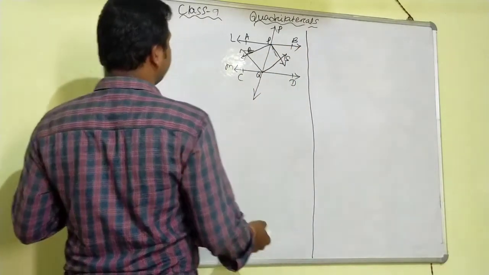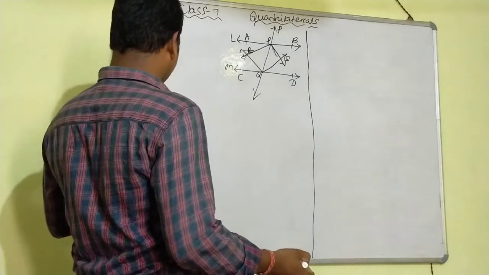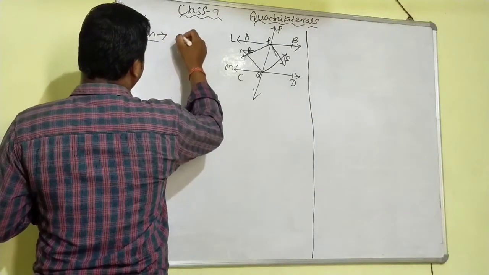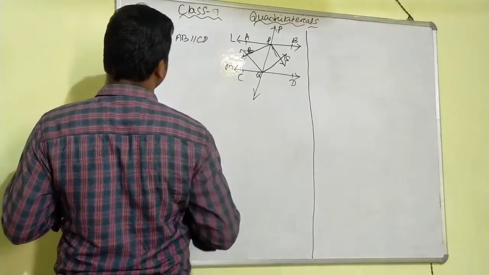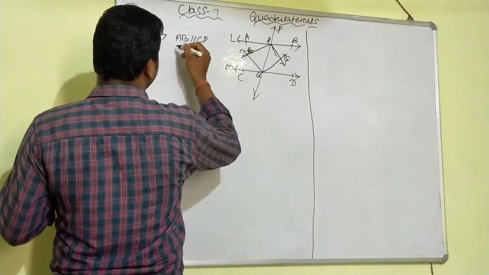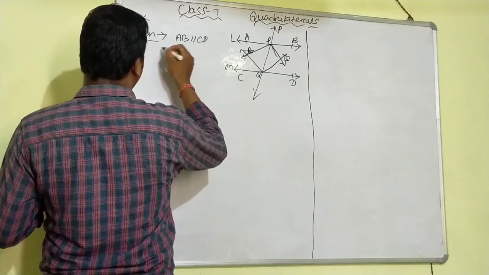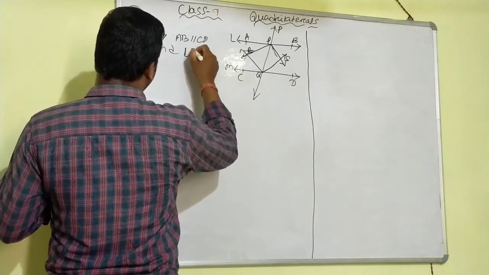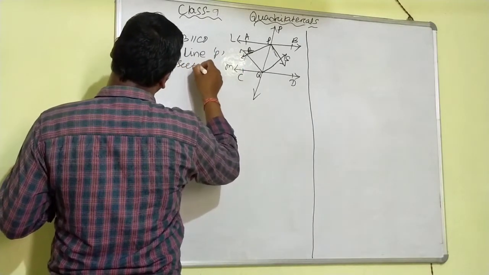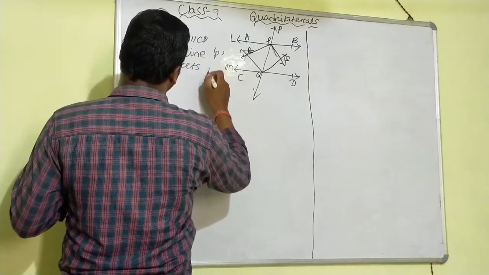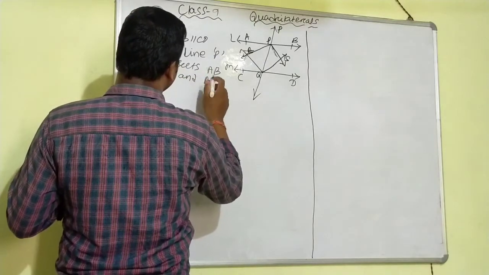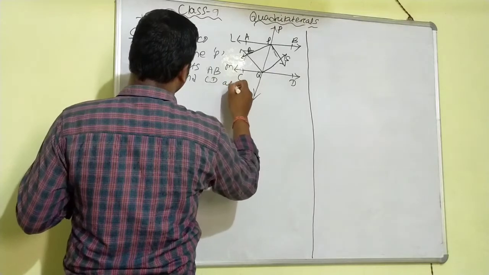we have to prove PSQR is a rectangle. Okay, so we'll write given AB parallel to CD and P, Q are the intersecting points, and the line intersects AB at P and CD at Q.